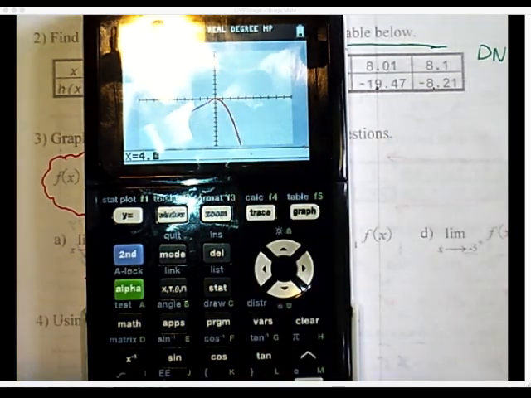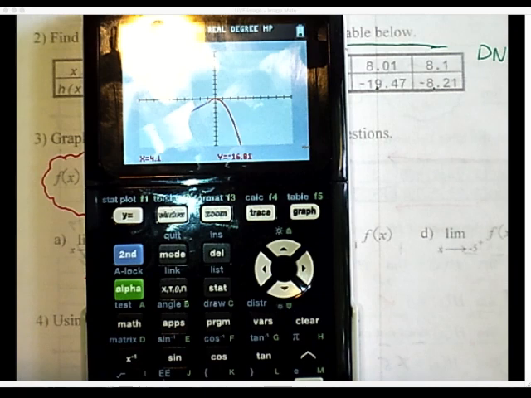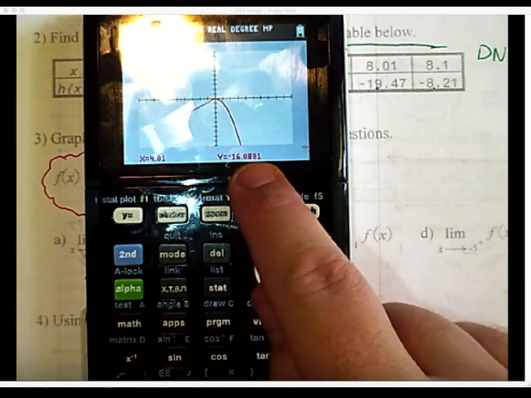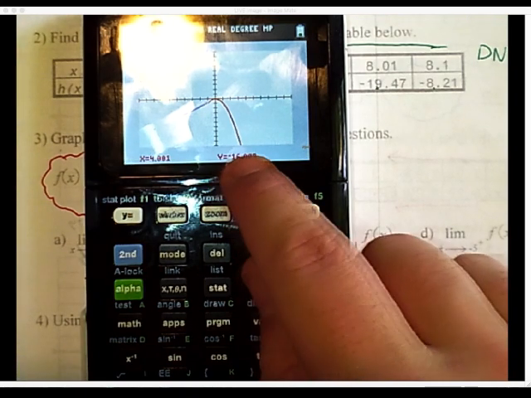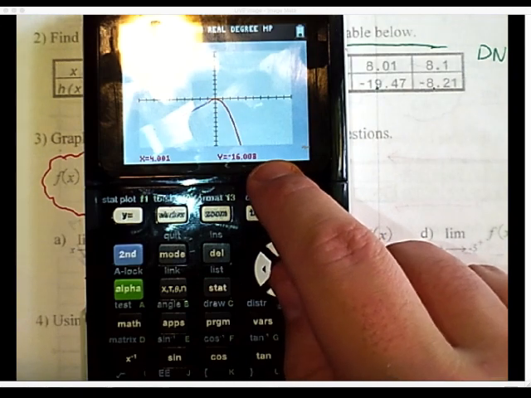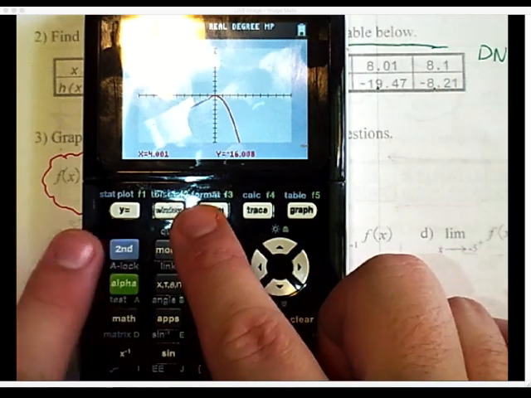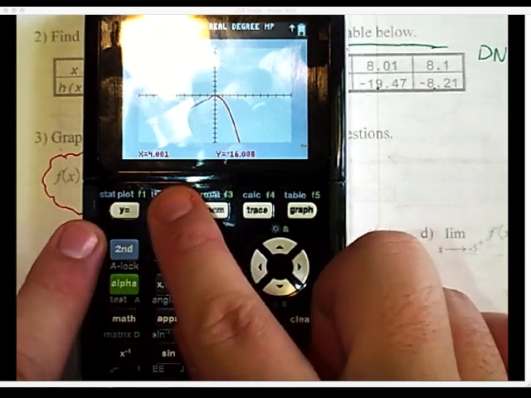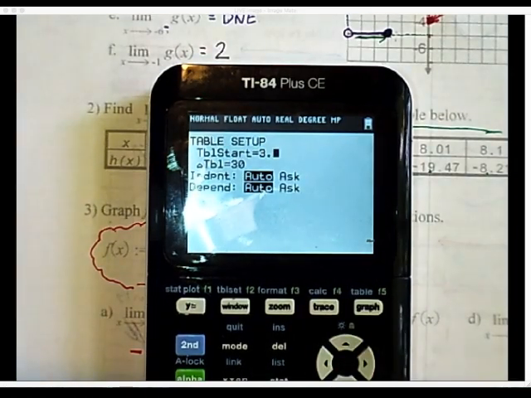What happens if I hit 4.1? Tells me negative 16.81. What about if I go 4.01? Negative 16.08. What about if I go 4.001? Negative 16.008. Another way you can look at it is by a table. So if I go second window, I can start a table. And maybe I want to start my table at 3.99, and maybe I want to make my delta 0.001.